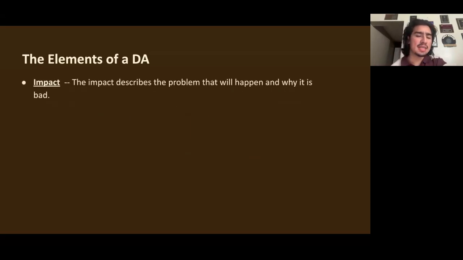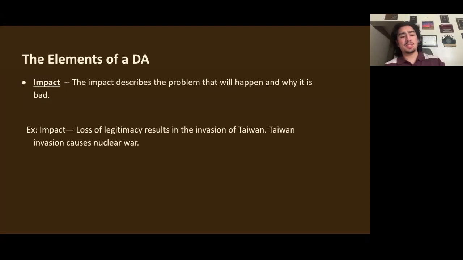So the last part of a disad is the impact. The impact describes the problem that will happen and why it is bad. So example impact: loss of legitimacy results in the invasion of Taiwan. Taiwan invasion causes nuclear war. As a judge, I'm going, that's why I care so much about this loss of China's soft power. I don't want a war to happen. I don't want the app to cause a war. So now I know that there's a coherent story happening here. At least as coherent as it can get with these nuclear war scenarios.